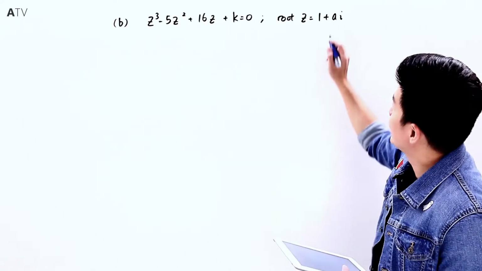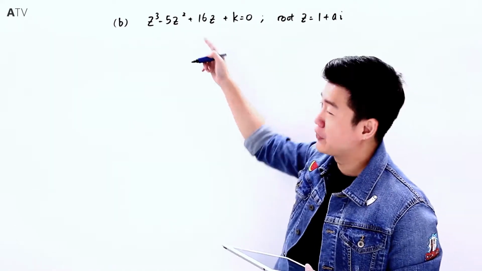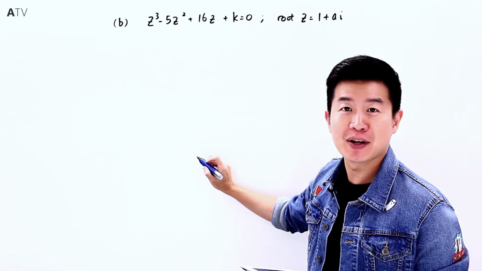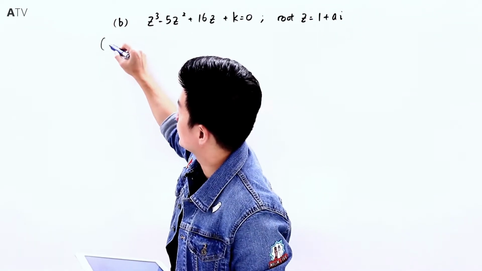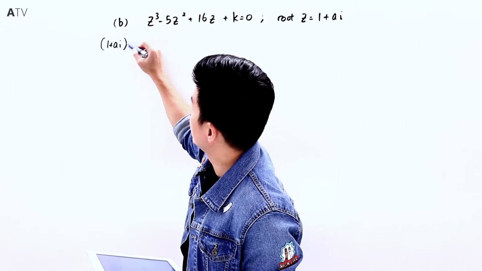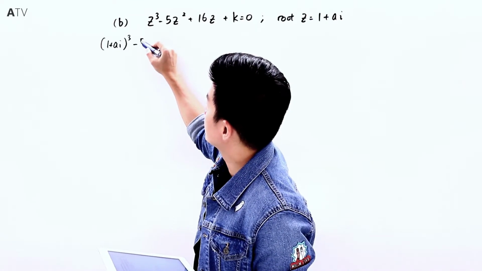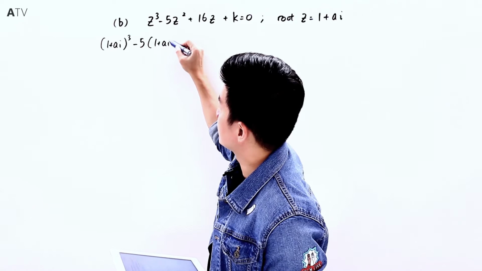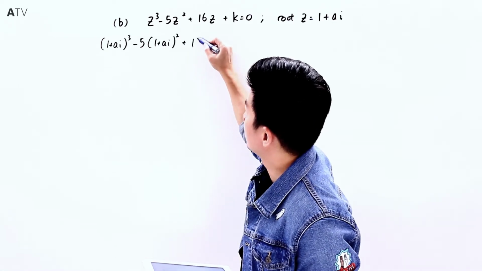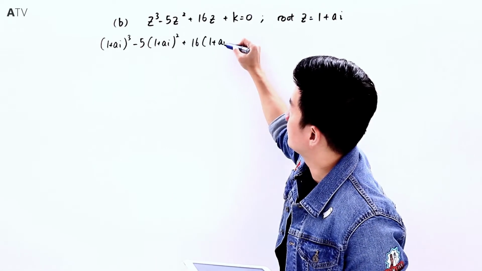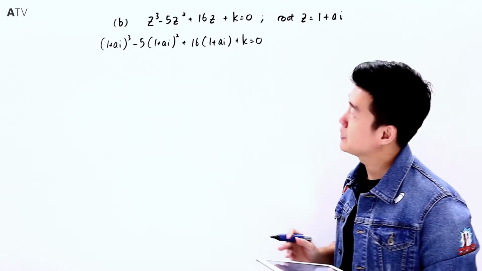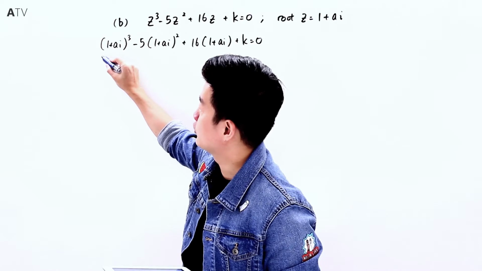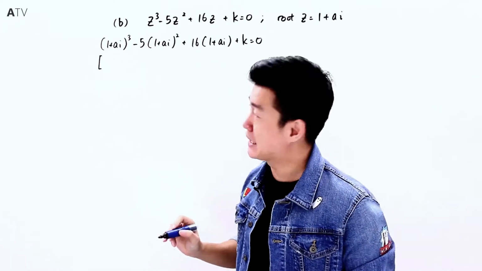It is given to me that 1 plus ai is the root of this equation, which means that we can replace all the z here by 1 plus ai. So (1 plus ai) to the power of 3, minus 5 of (1 plus ai) to the power of 2, plus 16 of (1 plus ai), plus k. This is equal to 0. As for what we have here, I'm going to do a binomial expansion.